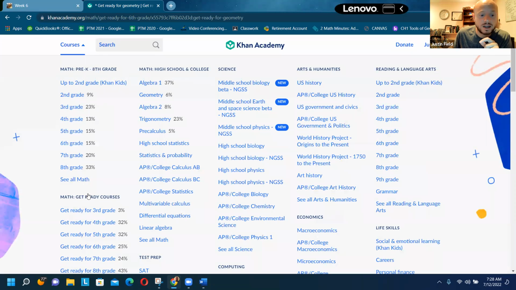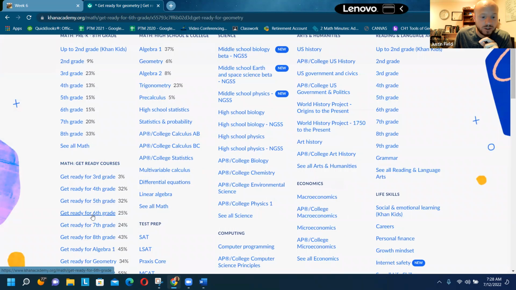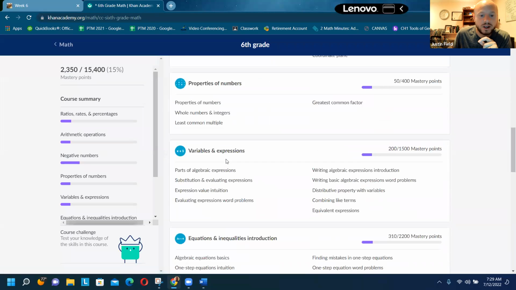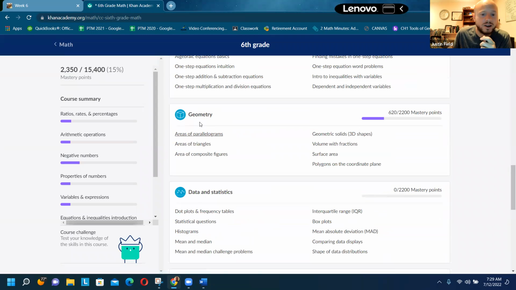Okay, so this did not come from getting ready for 6th grade. This came from 6th grade. I went, oh, update's coming. Oh no. Okay, that's all right. I like it. I like it how it is.